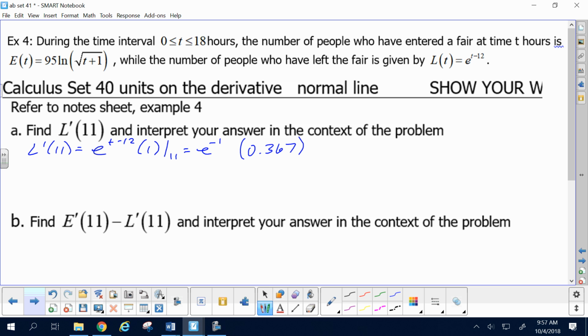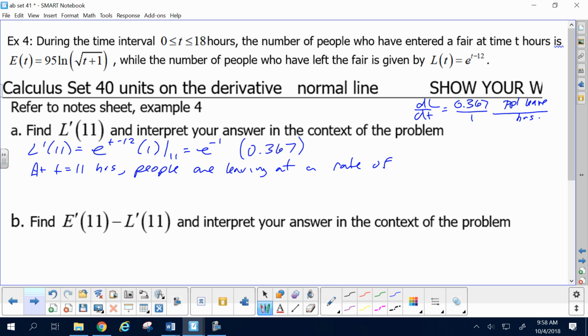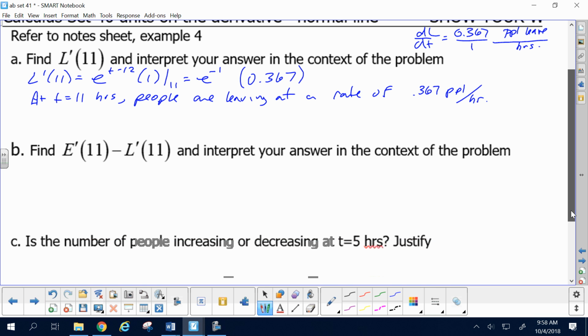Okay. Interpret your answer in context of the problem. That's dL/dt is 0.367 over 1, and L is number of people who leave. Now that's over time. So people leaving per time unit, which is hours. So your interpretation should be something like at time equal 11 hours, people are leaving at a rate of 0.367 people per hour. Is that what you got? No? Yes? All right.